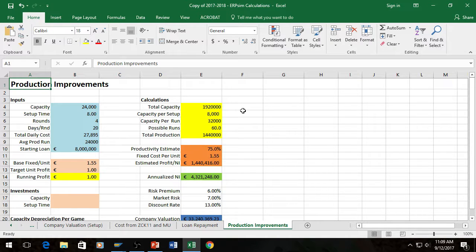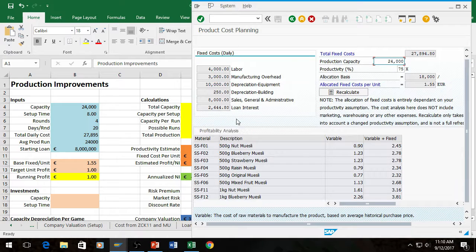Now again, this is not exact by any means. This is just an estimate to do a what-if scenario. What happens with investing in capacity? What happens if we're investing in setup time? Taking all of these, we can figure out that it works out with 24,000 as the average production run. Our productivity estimate is 75%. The fixed cost per unit is €1.55, which does match what's in here. So I have now recreated ZCK11.